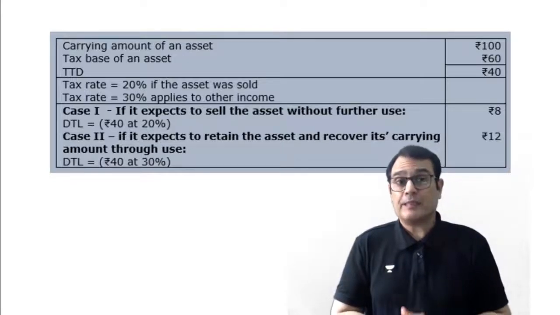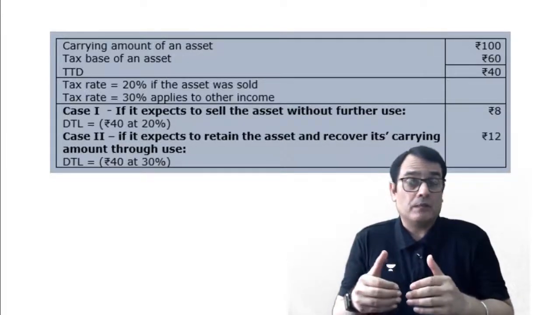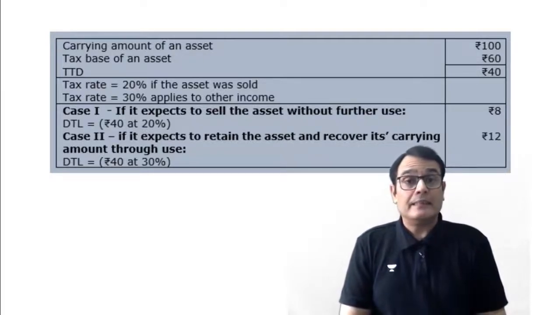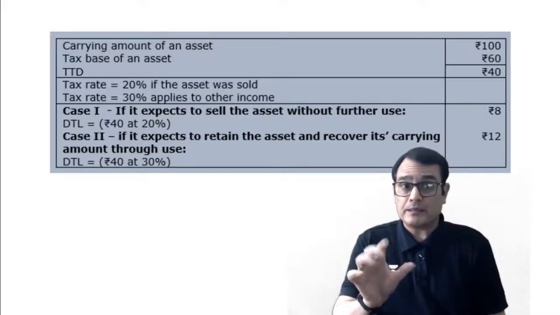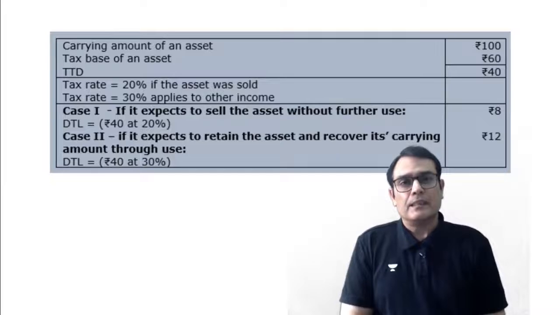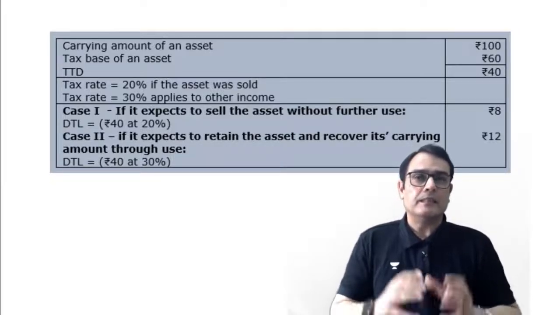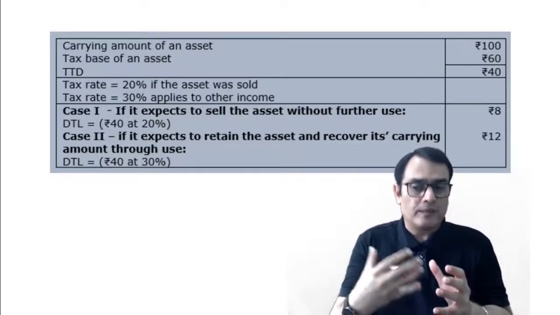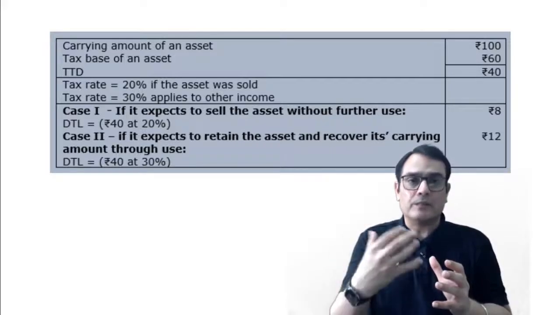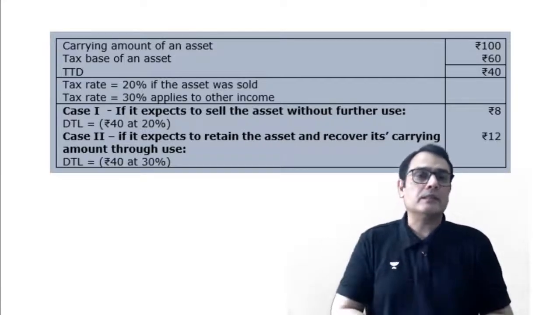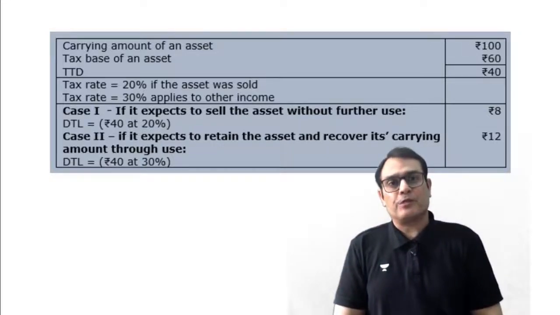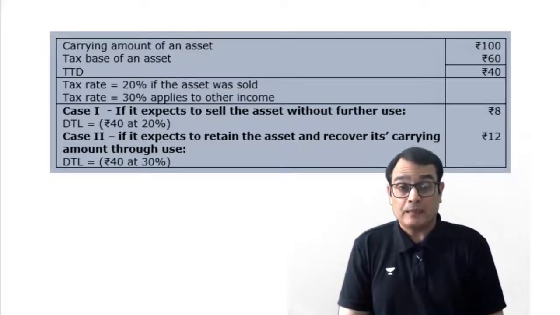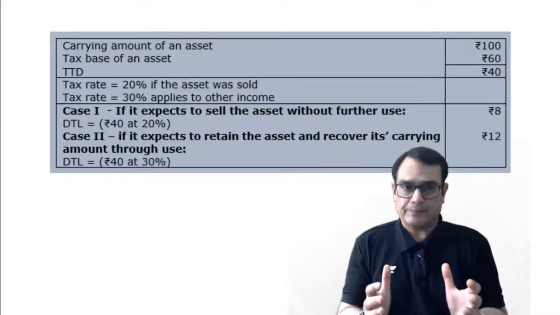But on the other hand, if the recovery of the carrying amount is not by way of sale, but I'm going to use the asset to recover the carrying amount of the asset, then the DTL is going to be 40 into a 30% tax rate, that's 12. Which means the amount of deferred tax asset or liability depends upon, in case of an asset, the manner of recovery, whether we're going to recover the carrying amount of the asset by way of sale or by way of use, and accordingly a different tax rate could apply. In terms of a liability, it depends on the manner in which a settlement would take place. Similar kinds of considerations would apply when you are going to consider a liability as well.